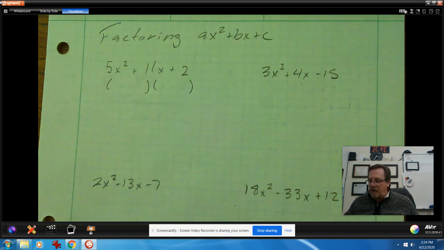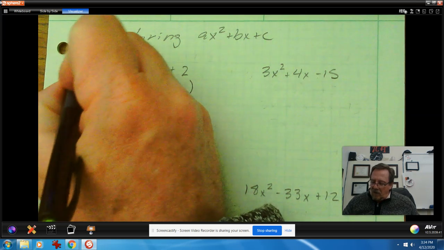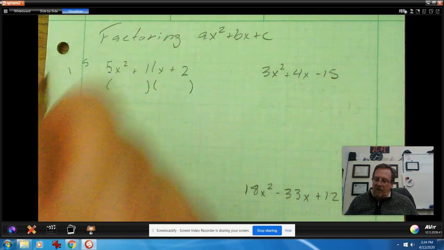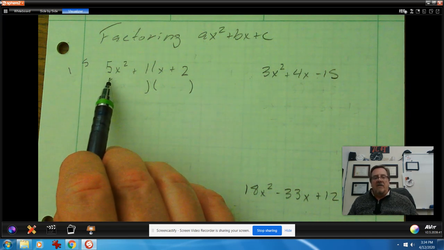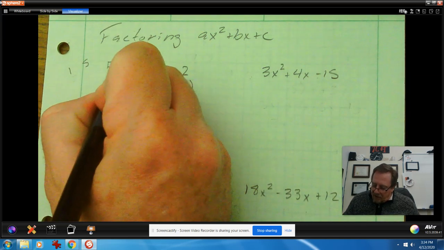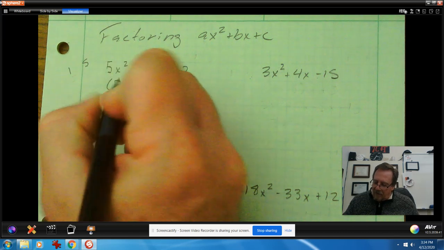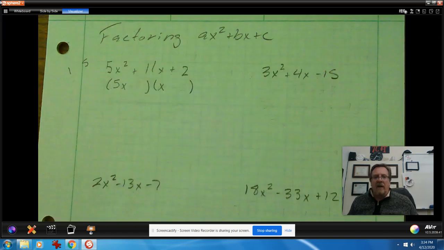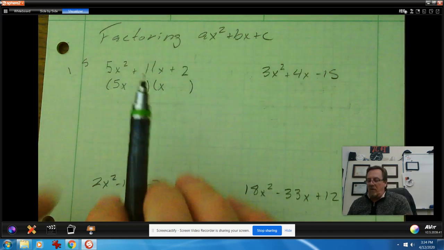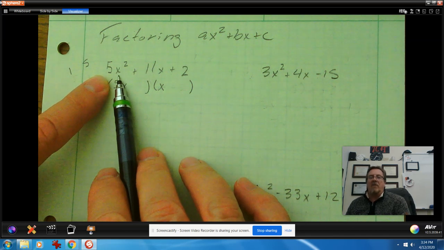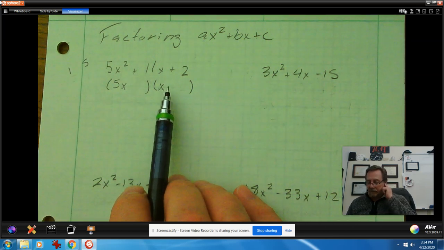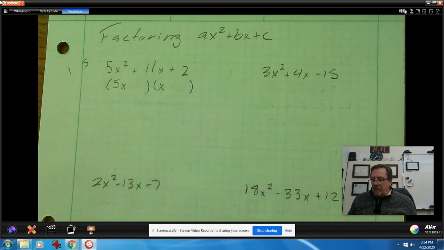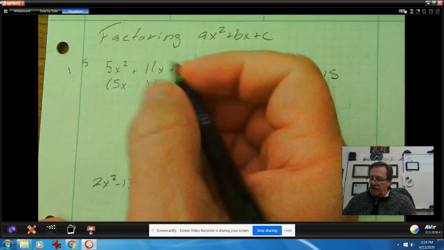And so you have to think about, well, 1 and 5 are the only factors that help me get to 5. And so this one doesn't end up being too bad. I'm going to write 5x and x there, because the only way to get to 5x squared when I multiply up my binomials would be to take 5x times x.